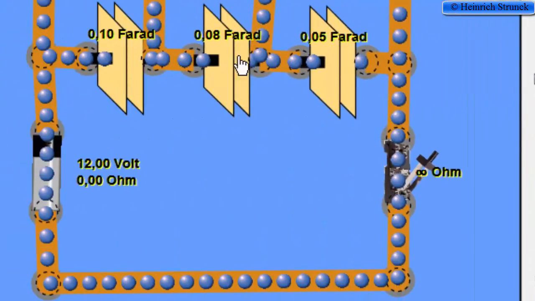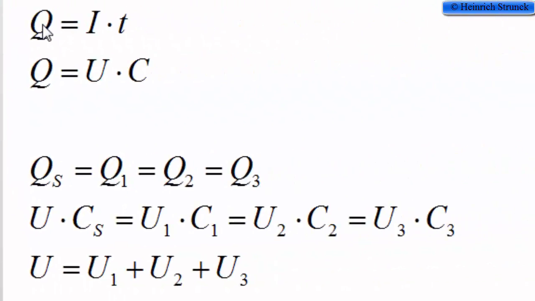In a serial connection we know that the current must be the same and the time for all the capacitors are also the same. So the charge of all the capacitors must be the same. Right down here, Qs is equal to Q1, Q2 and Q3.